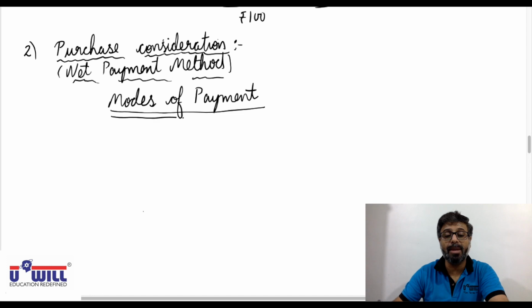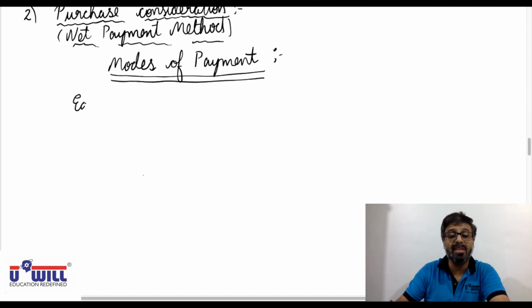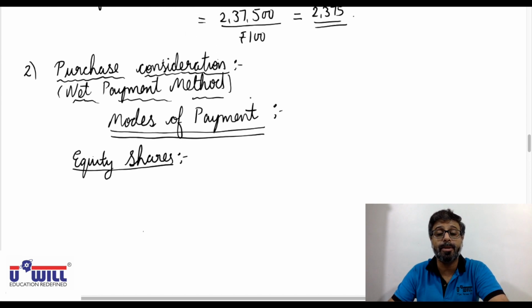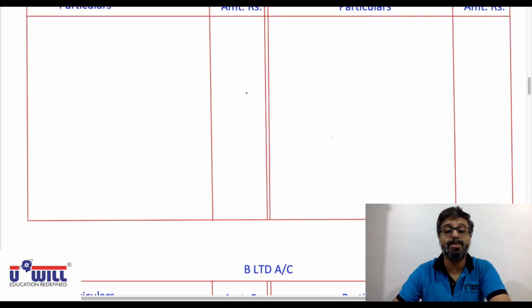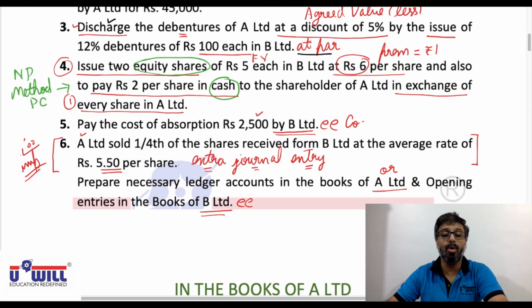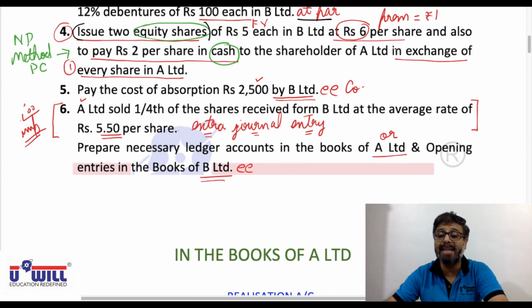First mode of payment is equity shares. As I said, you must have paused the video and tried on your own. If not, try on your own first, then refer here to check whether you got it correct or not. Equity shares, look at adjustment number 4. Issue 2 equity shares, and directly the last sentence: in exchange of every share of A Limited.